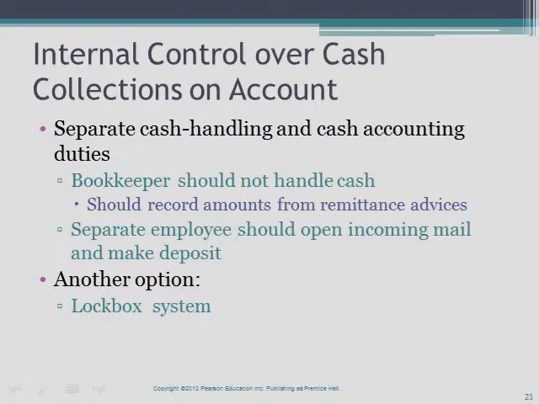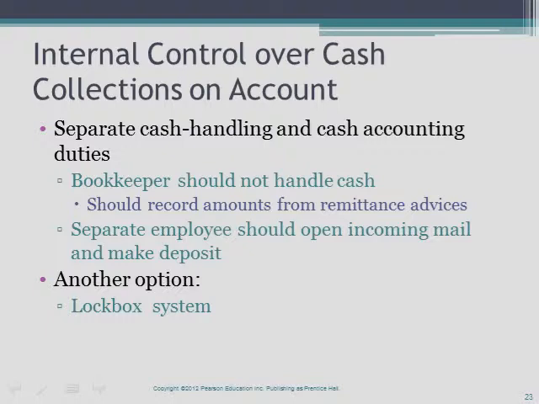The supervisor or other employee who is not responsible for record keeping could open incoming mail and make the daily bank deposit. The bookkeeper should not be allowed to handle cash. Only the remittance advices should be forwarded to the bookkeeper to credit customer accounts receivable. Removing cash handling from the bookkeeper and keeping the accounts away from the supervisor or other designated employee separates duties and strengthens internal control. Using a bank lockbox achieves the same separation of duties.